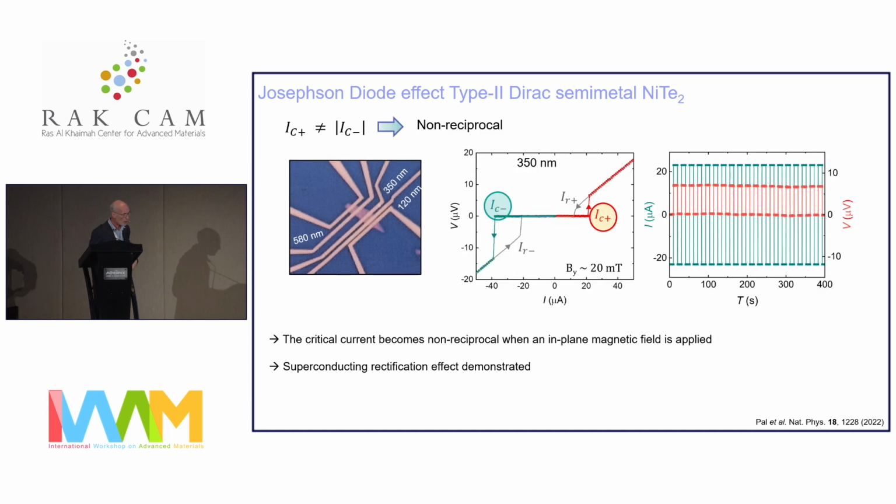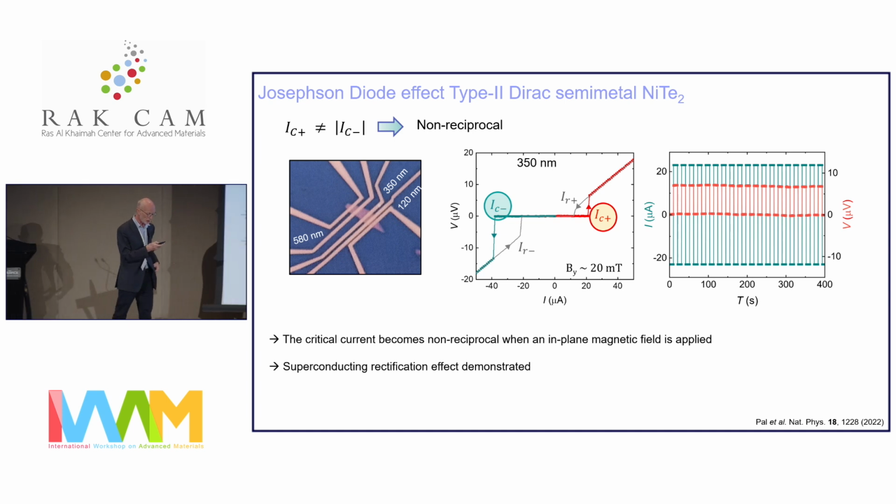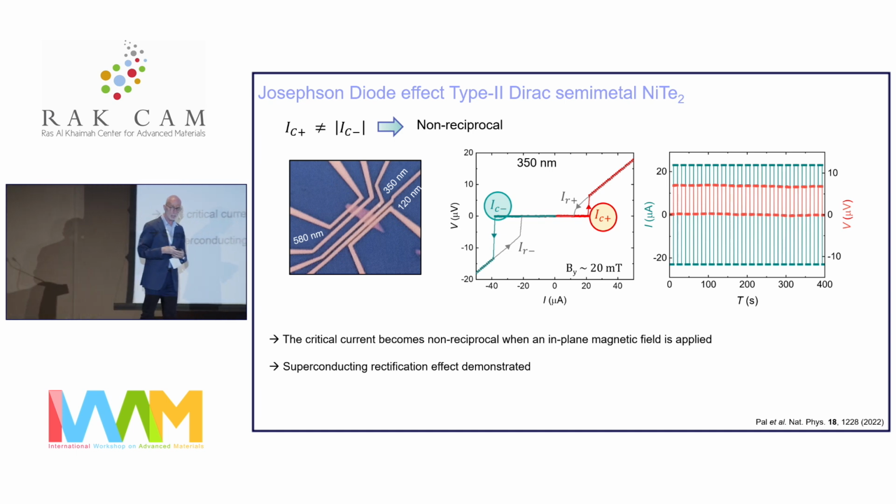However, what happens if we apply a tiny magnetic field, here 20 millitesla, and we apply that field perpendicular to the supercurrent? So remember, the supercurrent is flowing from here to here, this way. So we apply the field in this way, parallel to the electrodes, but perpendicular to the supercurrent. Then what you find is a dramatic effect that hadn't previously been seen.